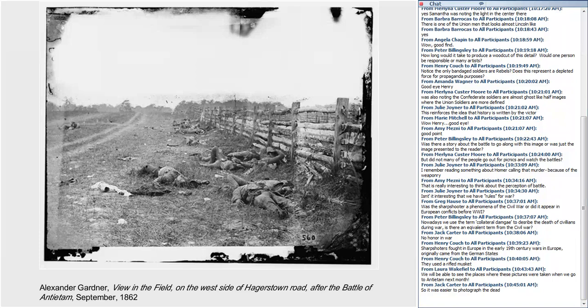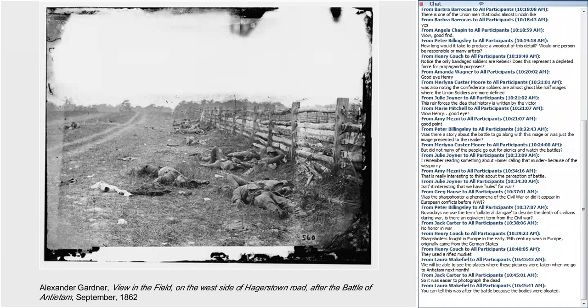How would they have been seen by people at the time looking at them? And these are the very first images of battlefield corpses that had ever been produced. How do you think people would have responded in the 19th century? First of all, Laura notes that you can tell this is after the battle because the bodies were bloated. And that would certainly be a shock to the 19th century eye. How do you think people responded? Any sense of how this might have violated notions of proper burial and proper care for the dead in the 19th century? There's been a lot of scholarship on that lately.